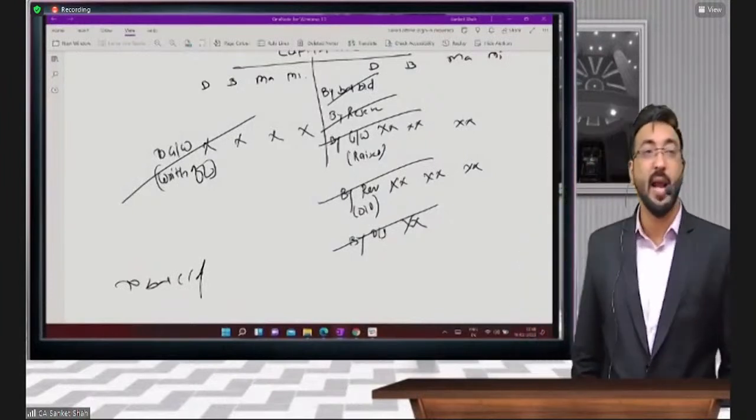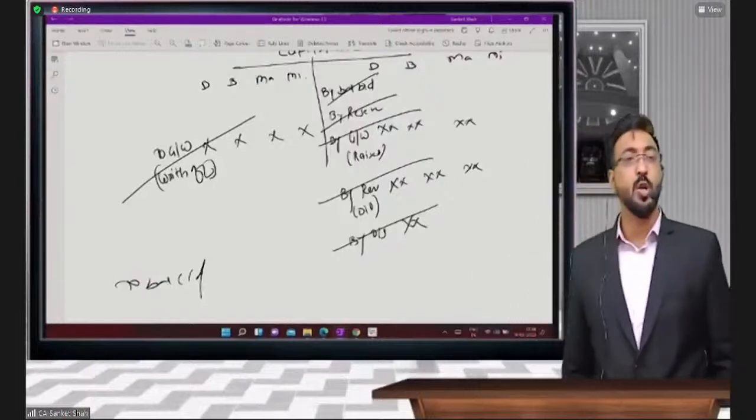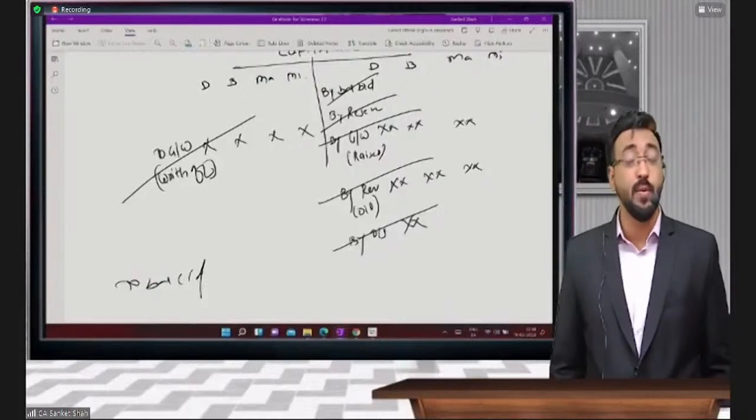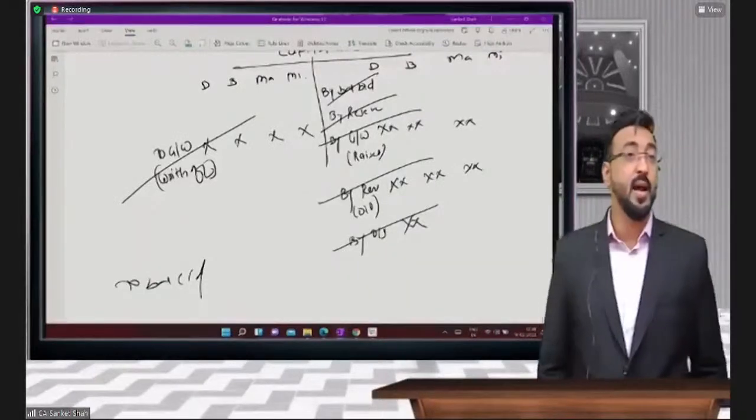देखो capital account में क्या क्या दिखेगा, एक बार हिंदी में समझ लो. By balance brought down दिखेगा, by reserves दिखेगा, by goodwill raised दिखेगा, by goodwill written off दिखेगा, and by revaluation दिखेगा, and by outstanding liability.